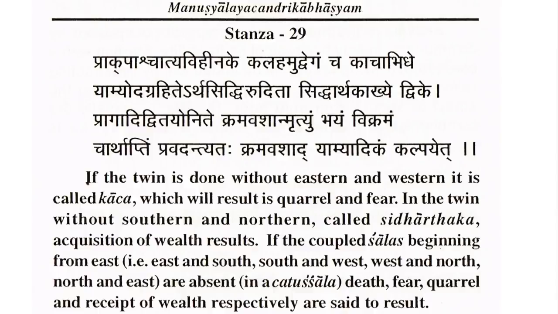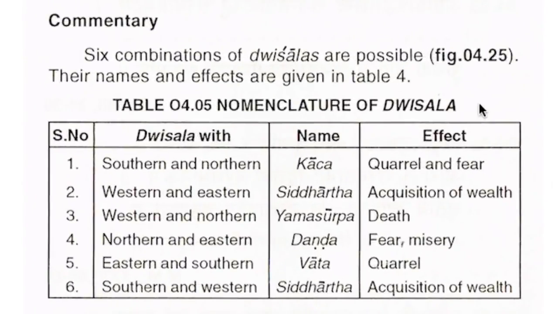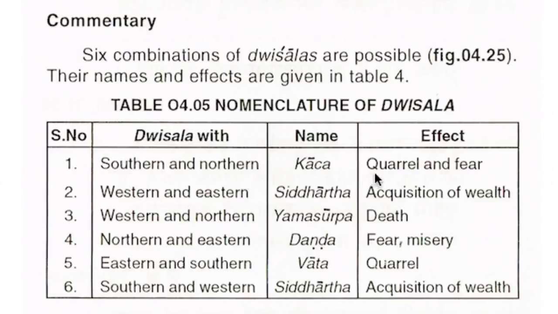And here's, for example, in the case of a Dvishala, in table 4.05, it gives the result of different types of Dvishala. Remember, a Dvishala is a two-house construction. If you make only the southern and northern house, then the result will be quarrel and fear. If you build only the western and eastern, that is called Siddhartha, then you acquire wealth. And so on and so forth. Death, fear, misery, quarrel, acquisition of wealth.